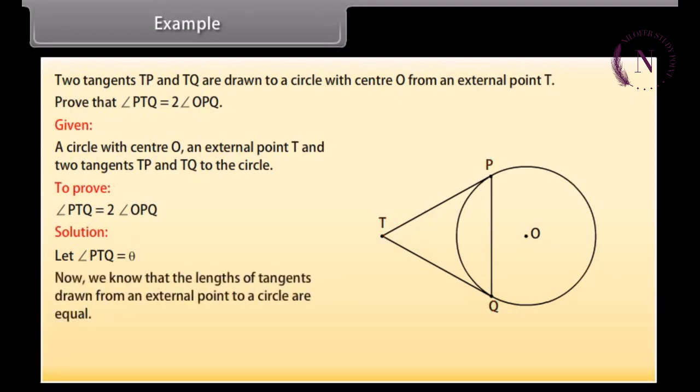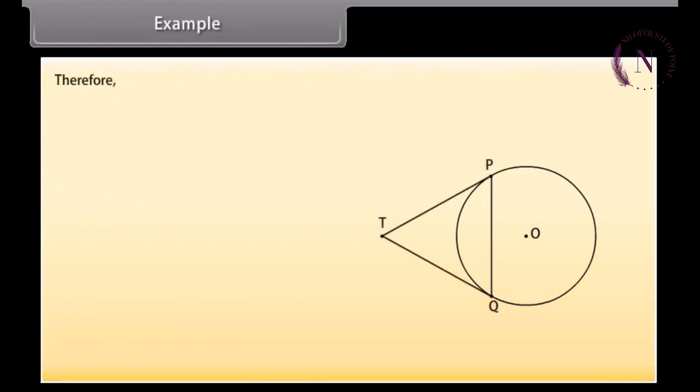Now from the theorem of tangents we know that the lengths of tangents drawn from an external point to a circle are equal. Therefore, TP is equal to TQ. So, TPQ is an isosceles triangle. Therefore, angle TPQ is equal to angle TQP, which equals 1 upon 2 into 180 degree minus theta, which is equal to 90 degree minus 1 upon 2 theta.